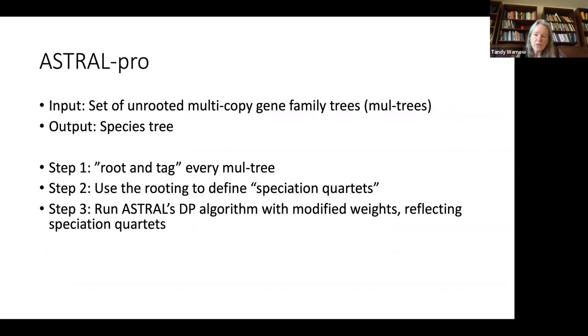That's straightforward after it's rooted. And once you've identified the duplication nodes, you can interpret which things are orthologs, and you only have to work with quartets that involve orthologs. That's the idea. That enables ASTRAL to still run in polynomial time and to have nice accuracy. Now, the rooting is done to minimize the total number of duplications and losses. That rooting is polynomial time, and the tagging follows directly from the rooting.